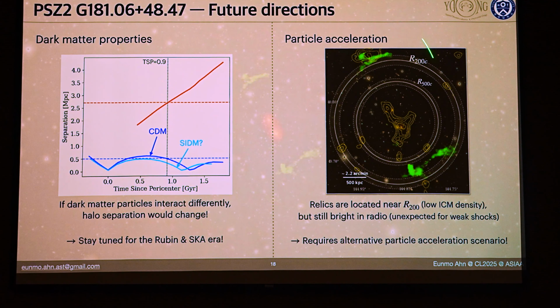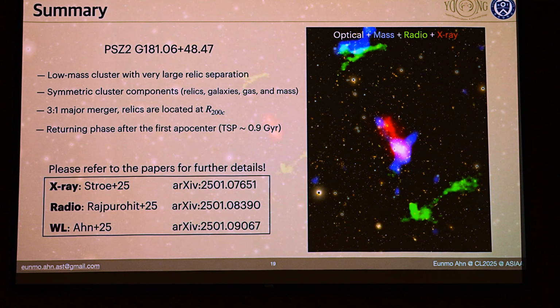And the next one is new insight into particle acceleration. If I overplot the cluster's R200 in this image, then you can see that those two radio relics are located around the cluster's R200, where the intracluster medium density is very low. Those two relics are still bright in radio, so maybe we need some alternative explanation of the shock acceleration mechanism other than just traditional diffusive shock acceleration. So this slide is a summary slide, and I'm going to stop my presentation here, and thank you for listening.